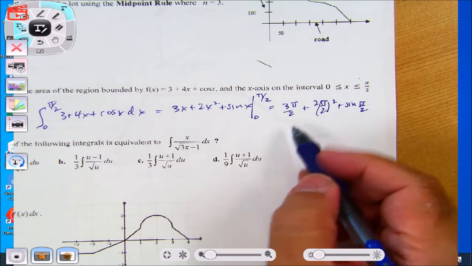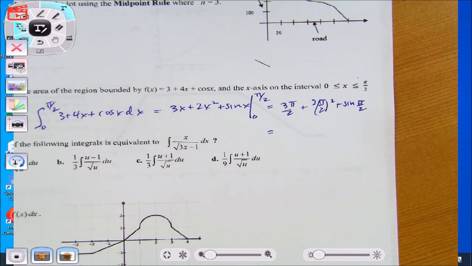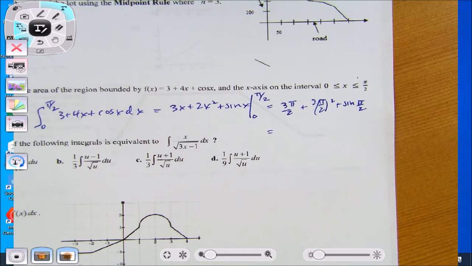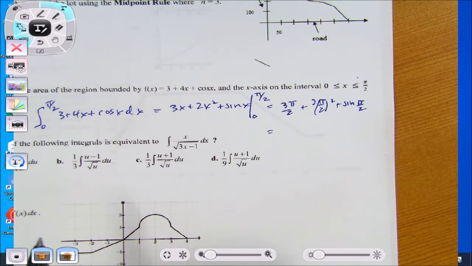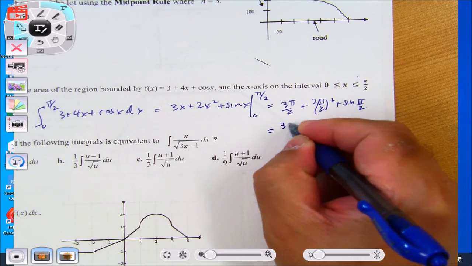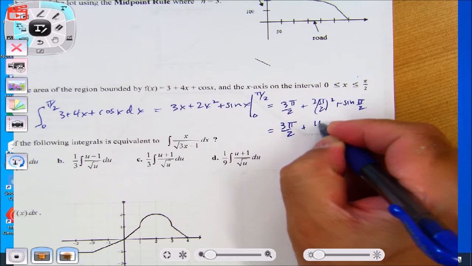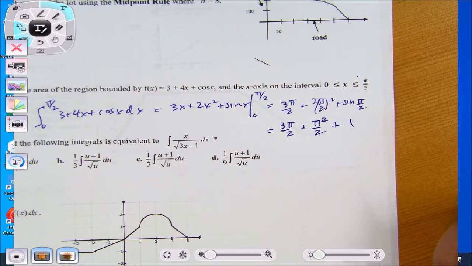Wait. But when you plug in 0, you get zeros. Go ahead. What did you want to say? You look confused. That's the trigonometry. You said something cancels out for sine pi over 2. I didn't say that. I said when I plug in 0, I get 0, for all 3 parts. Oh, I agree. Okay. So cleaning that up, 3 pi over 2 plus pi squared over 2 plus 1. I agree.